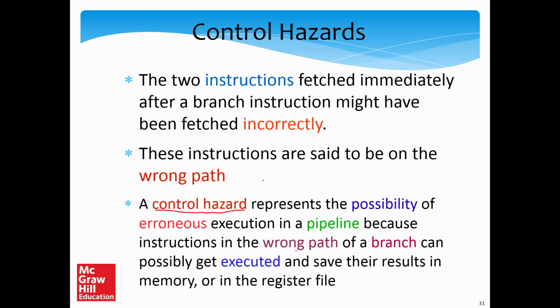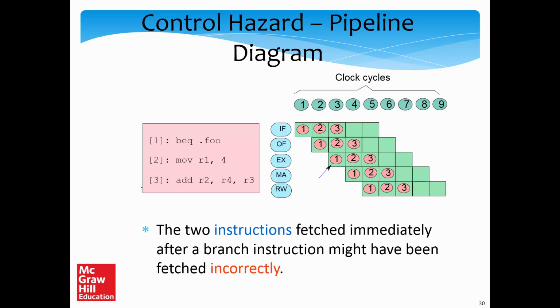So a control hazard essentially represents the possibility of erroneous execution in a pipeline, because instructions that are on the wrong path of a branch can possibly get executed and save their results in memory or in the register file. So it is our job to ensure that instructions which are on the wrong path, for example instructions 2 and 3, do not get executed if the branch at instruction 1 is taken.